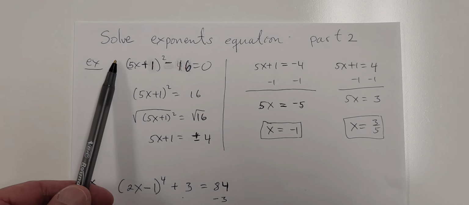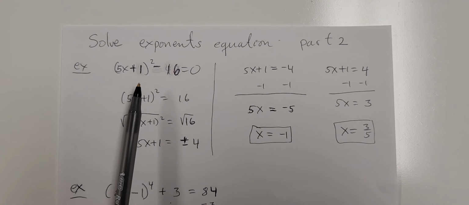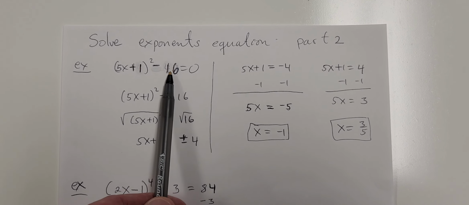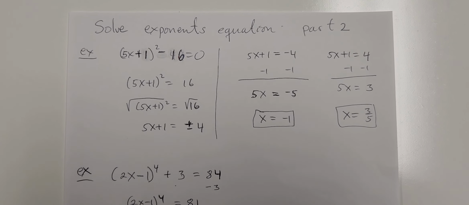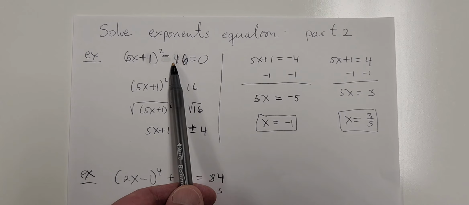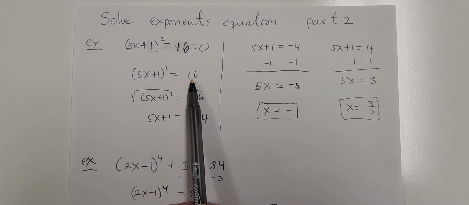This lesson is Solve Exponents Equation Part 2. Here I have an example: (5x + 1)² − 16 = 0. The first thing we need to do is bring this 16 over. Since it is a negative, when I bring it over to the right side, it becomes positive 16.